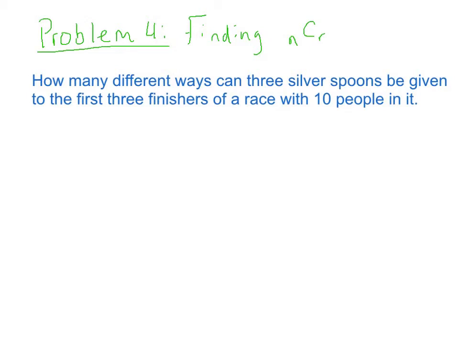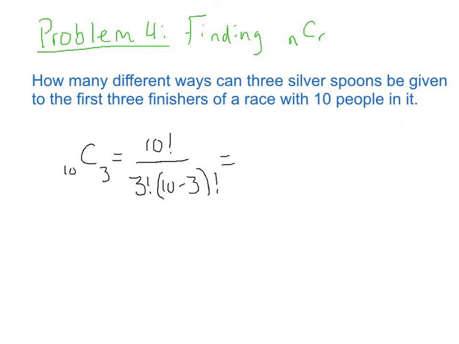So the total number of people is 10. So that's the total for the combinations. I'm going to say the combination is 10 people, taken 3 at a time. It's because we have 3 spoons that we can give them that are all redundant. Okay, so that's going to be n factorial. Well, that's my total number. So 10 factorial over my redundancies, which is the 3 silver spoons. So redundancy is the r. So 3 factorial times, and then I have the total minus the redundancies. So 10 minus 3 factorial.